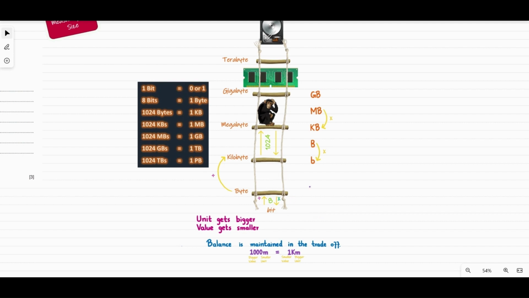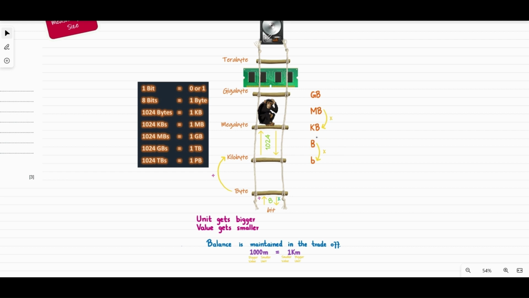Then comes the byte, bit with a small b and byte with a capital B. Then comes kilobyte, megabyte, and gigabyte. The jump from bit to byte has a difference of 8, also mentioned here.